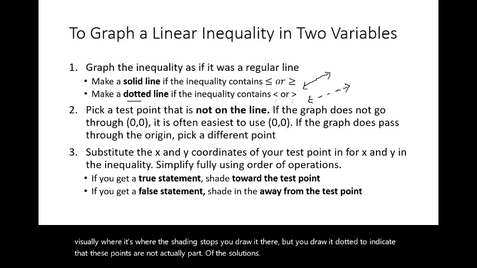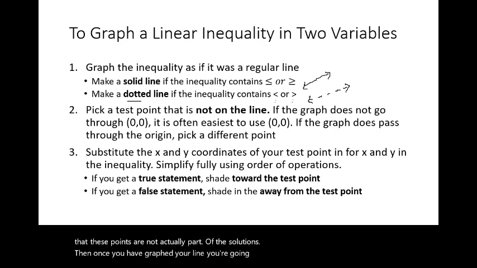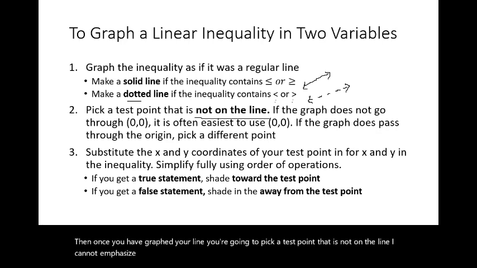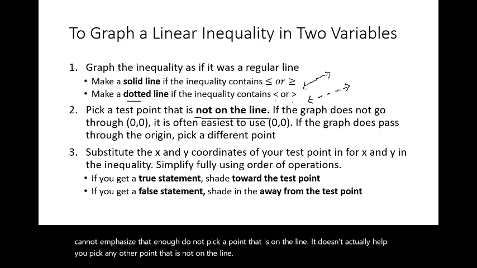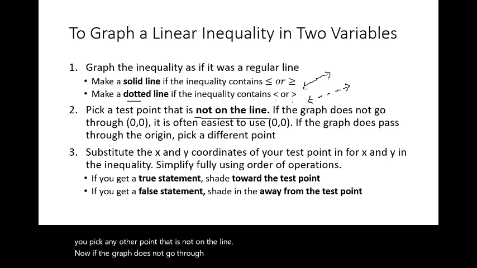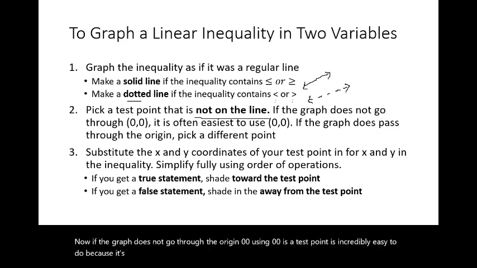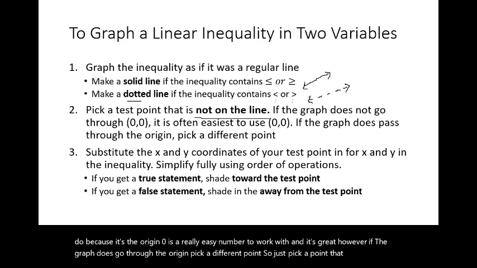Then, once you have graphed your line, you are going to pick a test point that is not on the line. I cannot emphasize that enough. Do not pick a point that is on the line. It doesn't actually help you. Pick any other point that is not on the line. Now, if the graph does not go through the origin (0, 0), using (0, 0) as a test point is incredibly easy to do because 0 is a really easy number to work with, and it's great. However, if the graph does go through the origin, pick a different point. Just pick a point that is not on the line.